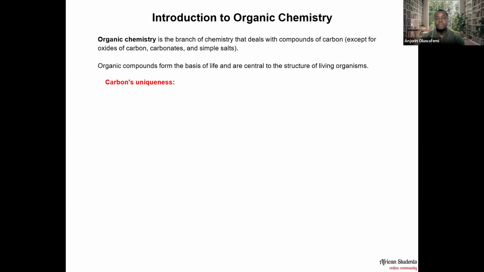We also need to talk about the uniqueness of carbon, because the reason why we can set out a branch of chemistry to study carbon and its compounds is that there's a particular uniqueness of carbon that sets it apart from every other atom. One of the uniqueness of carbon is that it forms four covalent bonds. It is tetravalent. That's the word in chemistry.